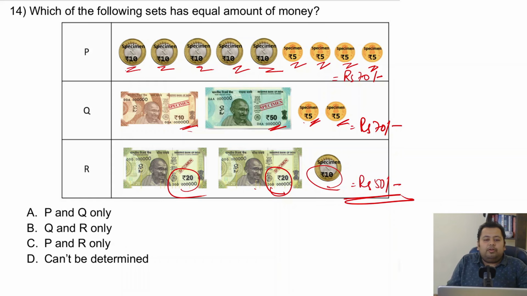So which of the following sets have equal amount? It's P and Q. So option number A is your correct answer. I hope you got it correct.